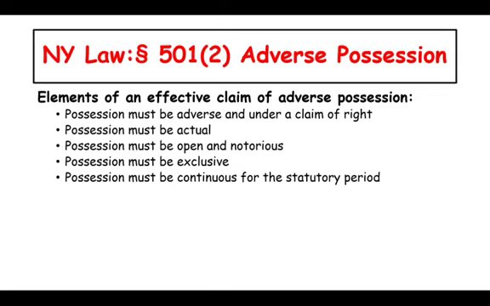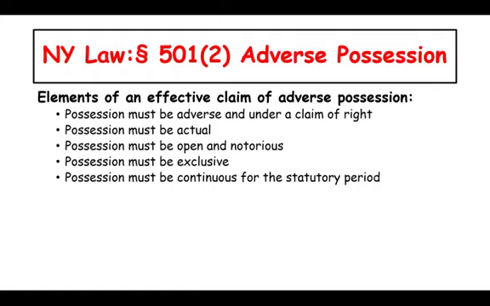Right, these are the elements of an effective adverse possession claim. Again, I want to emphasize that courts frame this a little bit differently each time. So sometimes you'll see courts say there are 5 elements. Sometimes you'll see courts say there are 4 elements because they'll combine open and notorious and exclusive, or they'll combine exclusive and continuous for the statutory period. Don't worry about that. This isn't criminal law where the elements are so important.